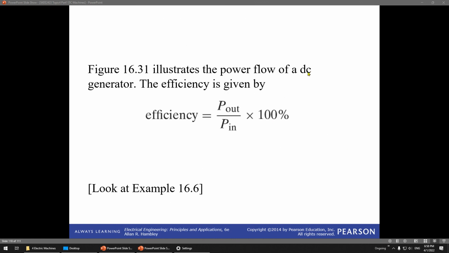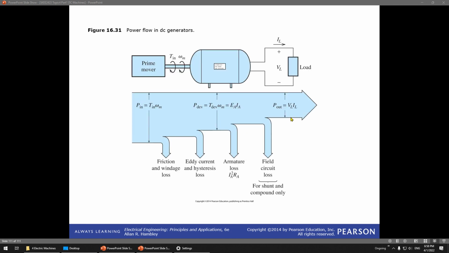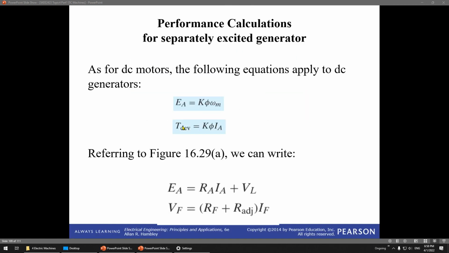From this you can get the efficiency, P out over P in. P in is T times flux times Wm, and then you have friction, eddy current, hysteresis, and armature losses. Almost the same, just reversed. That's it for DC.